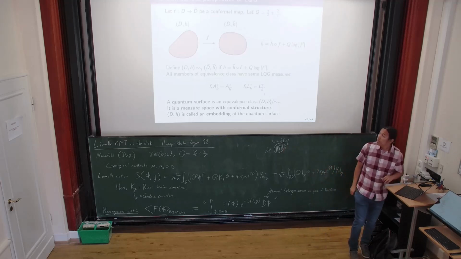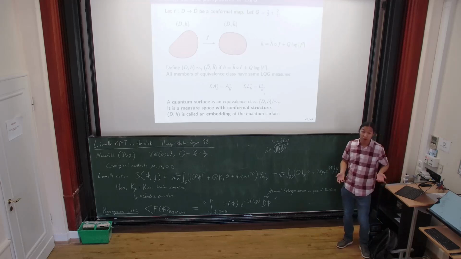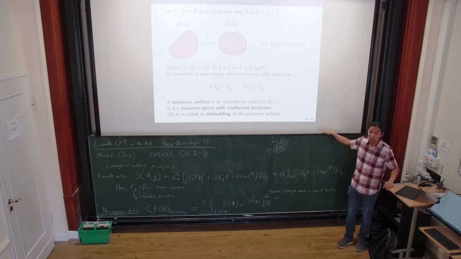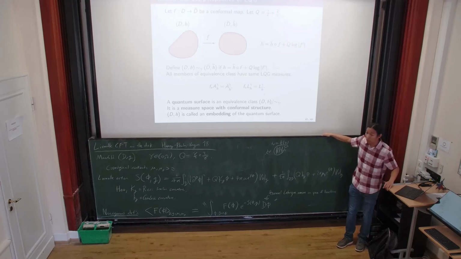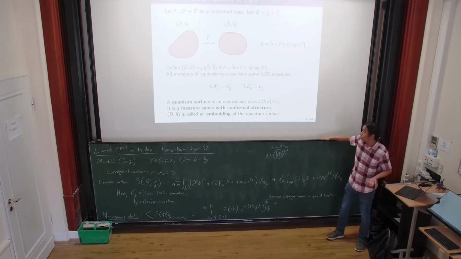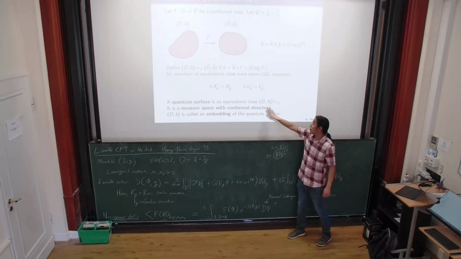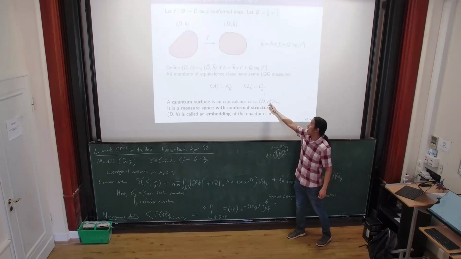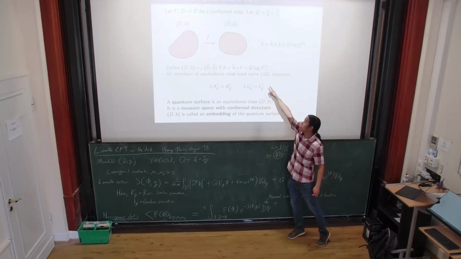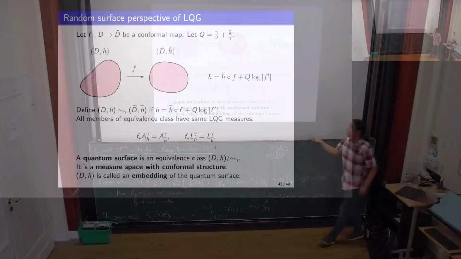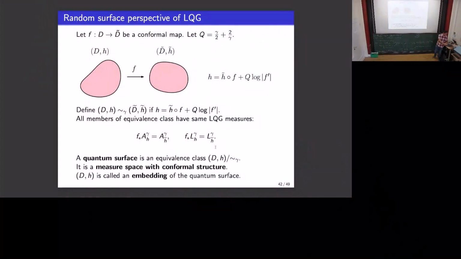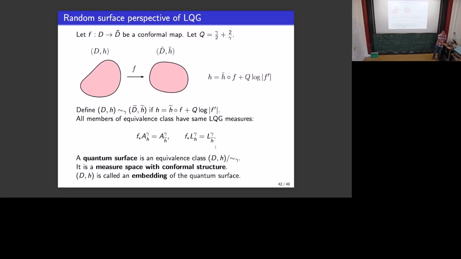Okay, so because what we care about is these LQG observables, these GMC observables, we want to define a quantum surface to be an equivalence class of pairs (D, H), where we're modding out by pairs which satisfy this identity. Okay, so any two members of the same equivalence class have the same observables, so we think of them as the same thing.